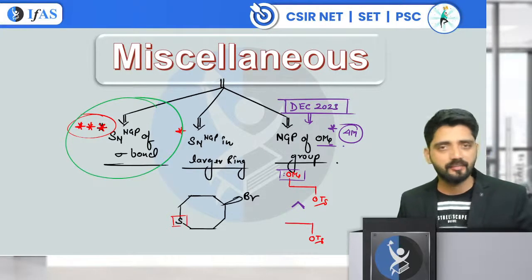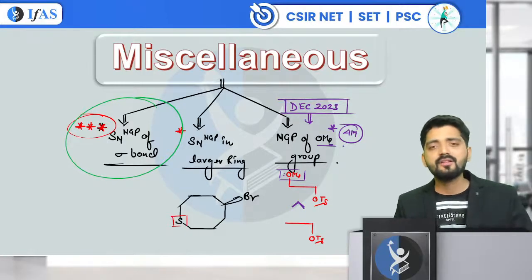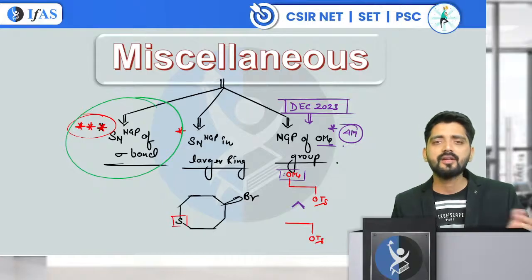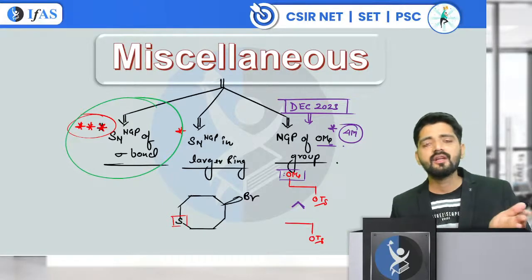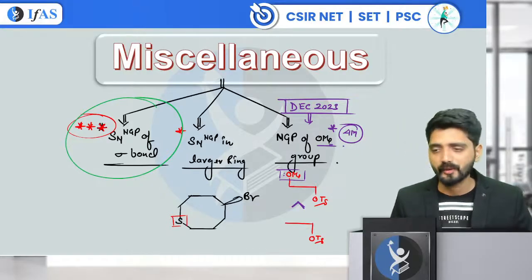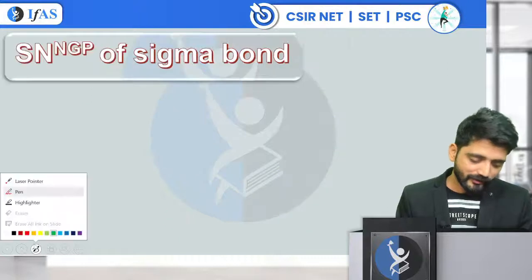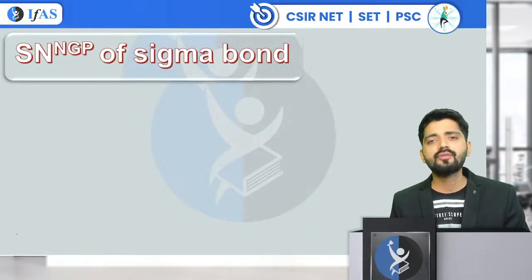There is a great depth in this topic. We will be seeing this topic in depth, and how the questions can be asked, if it will be easy, if it will be tough, everything we will be covering in a holistic way. Yes sir, ready? Let's start then. We will write the heading as NGP of sigma bond.